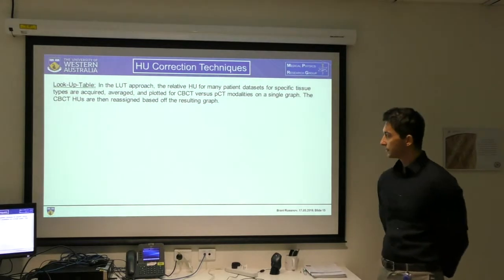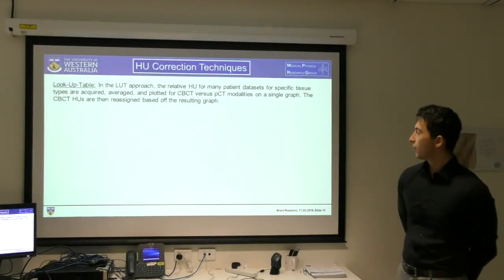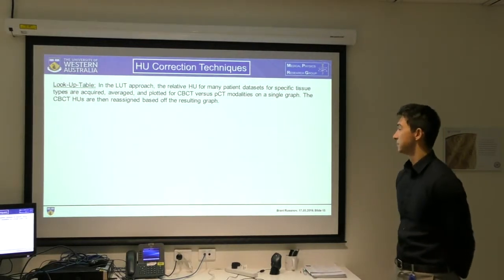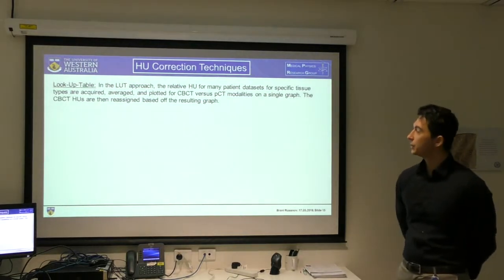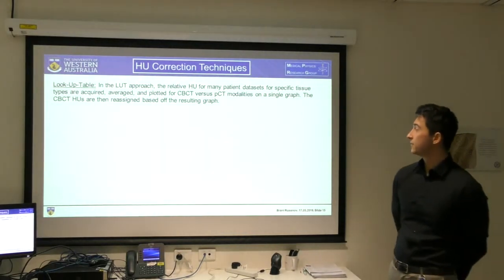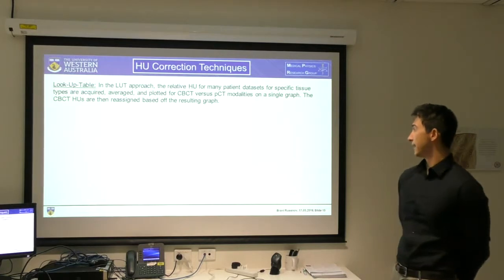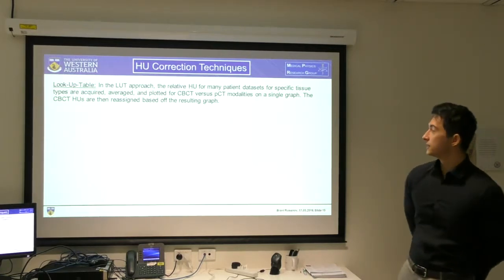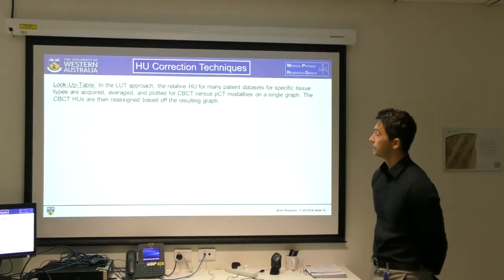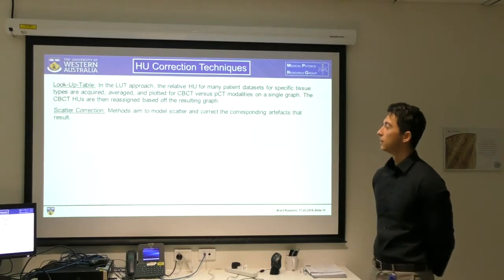Another method is called the lookup table method. So in this method, the relative HU for many patient datasets for specific tissues is acquired, averaged and plotted for CBCT versus planning CT modalities on a single graph. The CBCT HUs are then reassigned based off the resulting graph.